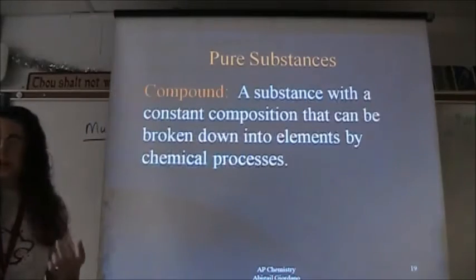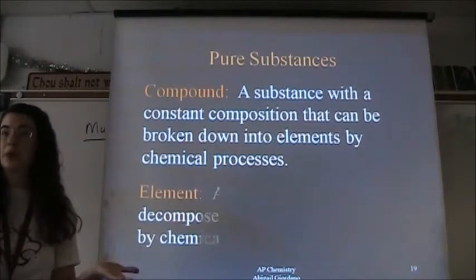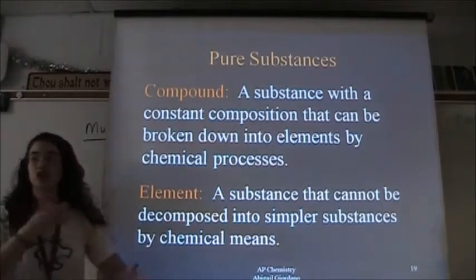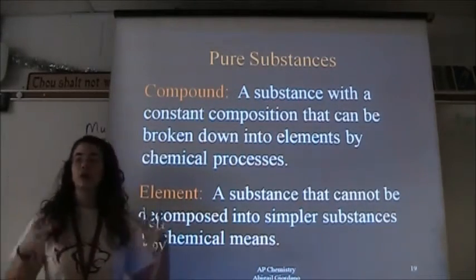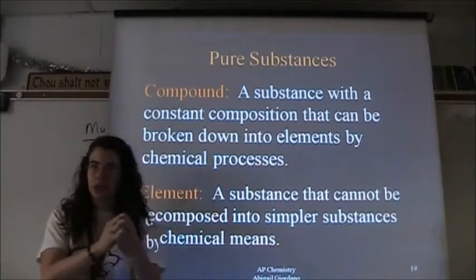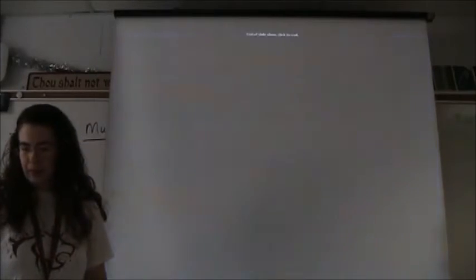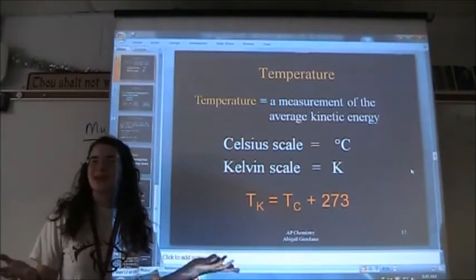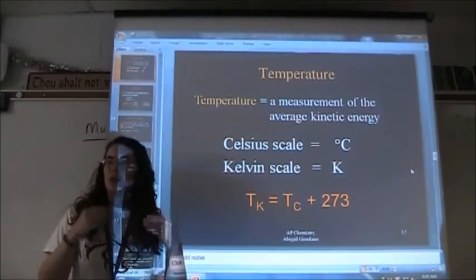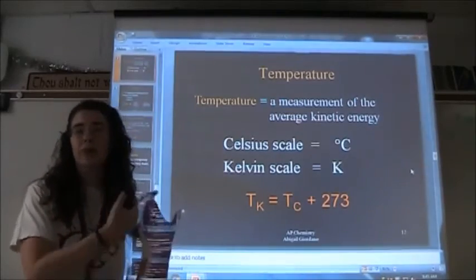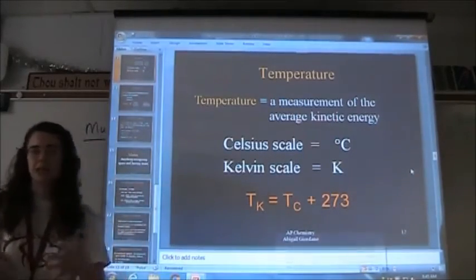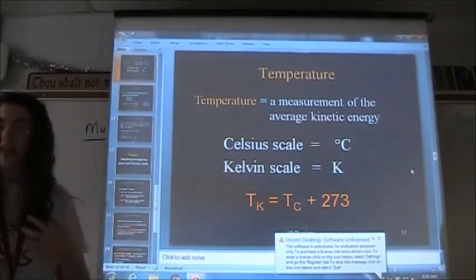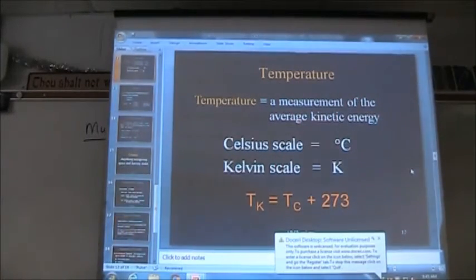All right, so if it's not a mixture, it must be a pure substance. It's either an element or a compound. Mixtures are a physical combination. Compounds are a chemical combination of elements. Well, if you want to separate a compound, you have to use chemical means to do that. You can't separate it by physical means. And guys, that is the end of chapter 1.